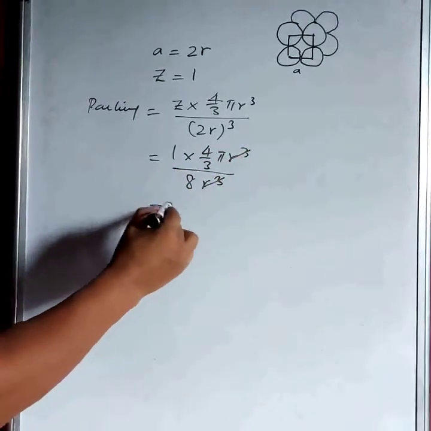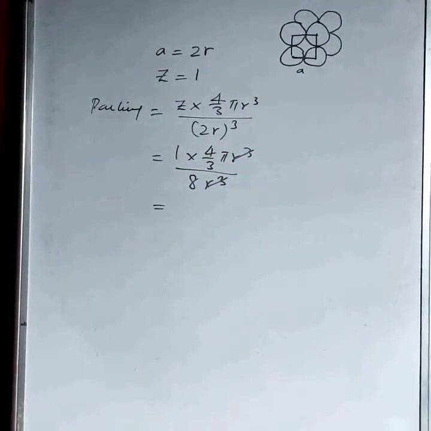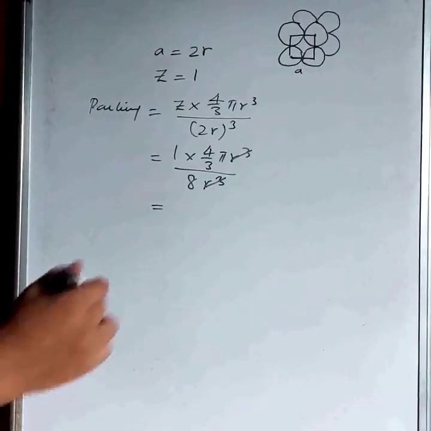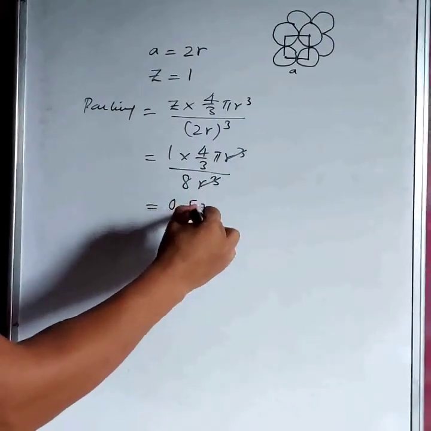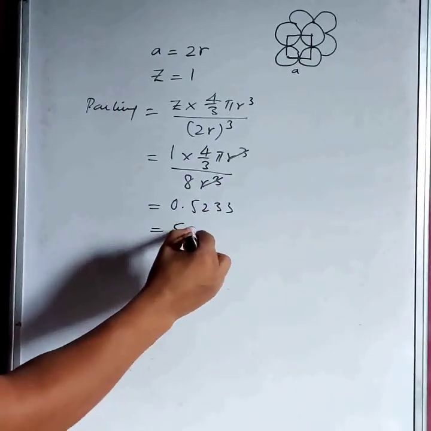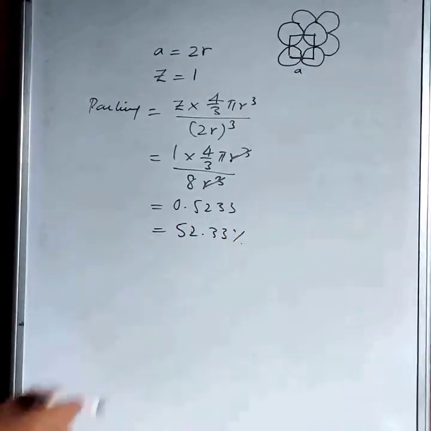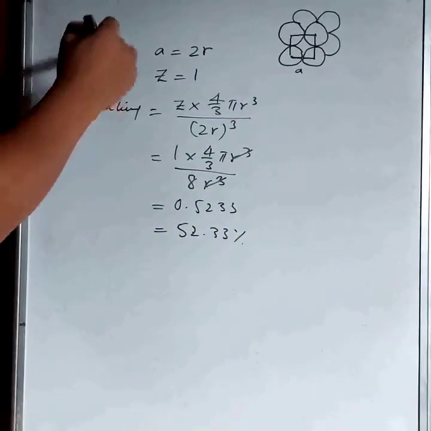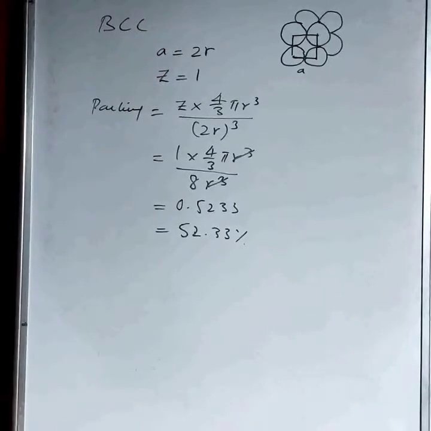So if you calculate, then you'll get 0.5233. If you multiply it with 100, then we'll get 52.33%. That is the packing efficiency of a simple cubic system. Sorry, I said body-centered earlier; the previous calculation was for the simple cubic system. Now we'll try to calculate the packing efficiency of the body-centered cubic system.